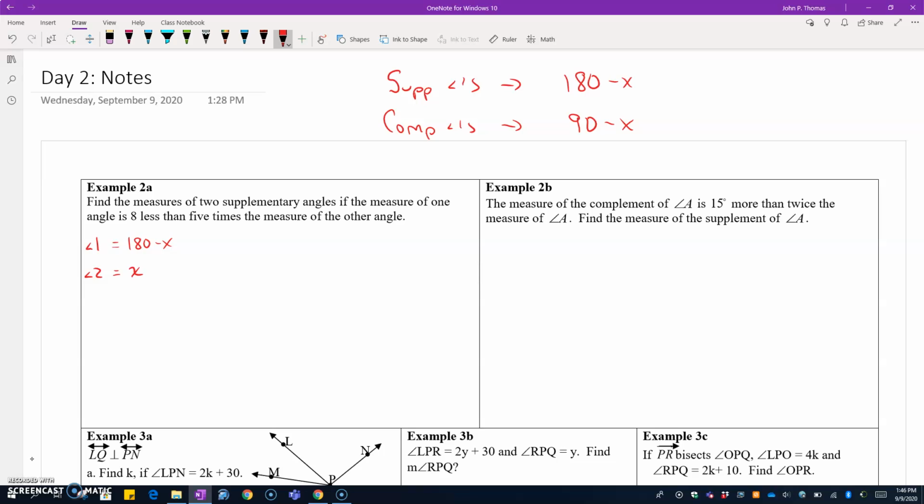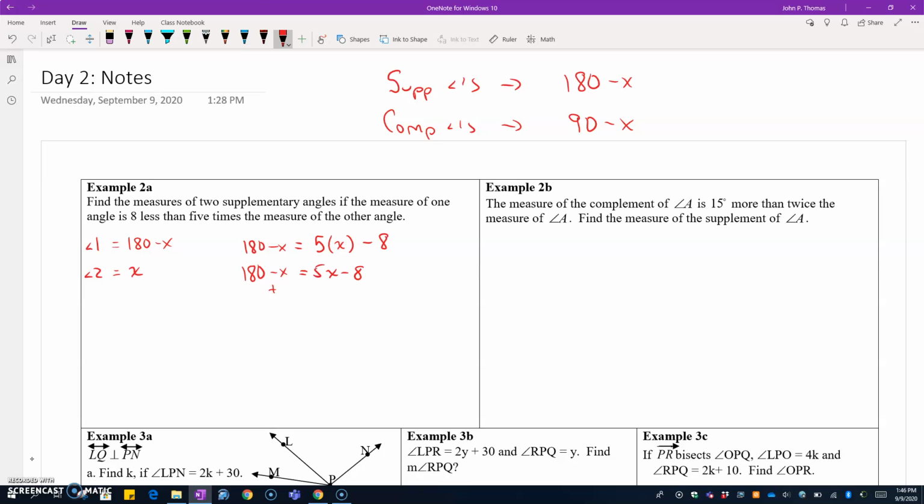So now we're going to interpret this sentence. It says, if the measure of one angle, so I'm going to say 180 minus x, is 8 less than 5 times the measure of the other angle. So 8 less than 5 times the measure of the other angle, 5 times that, minus 8. But we said that other angle, angle 2, is going to be x. So notice how we get a nice linear equation to solve at this point. So I have 180 minus x equals 5x minus 8.